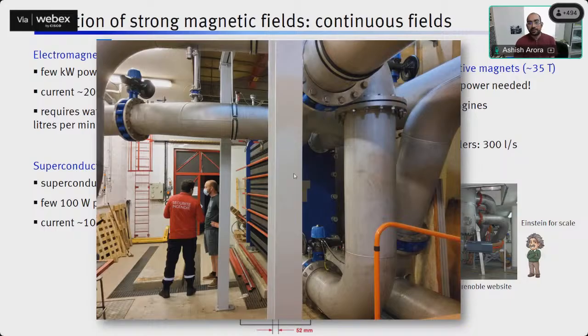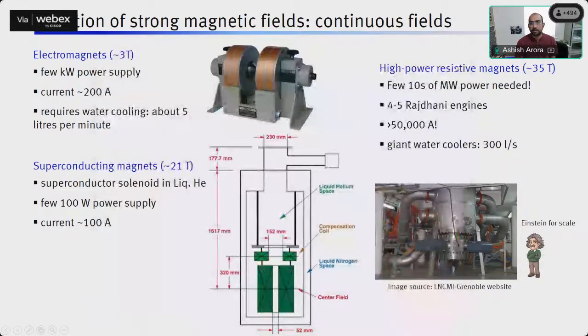So such large facilities are available only at a few places in the world, and one can create fields of the order of 35 Tesla using this. If we combine these resistive magnets with a superconducting magnet, we can go to fields up to 45 Tesla these days, which is in Tallahassee.